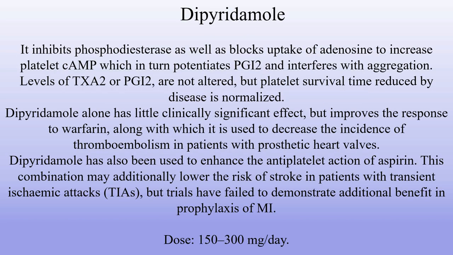Dipyridamole inhibits phosphodiesterase, as well as blocks uptake of adenosine, to increase platelet cAMP, which in turn potentiates PGI2 and interferes with aggregation. Levels of thromboxane A2 or PGI2 are not altered, but platelet survival time reduced by disease is normalized. Dipyridamole improves the response to warfarin, along with which it is used to decrease the incidence of thromboembolism in patients with prosthetic heart valves.